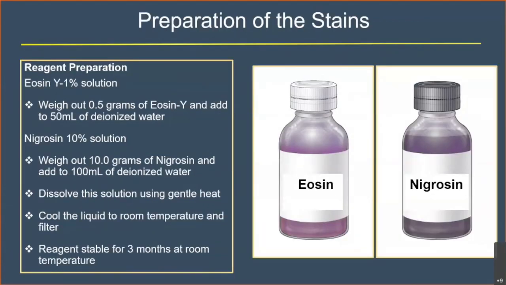This slide shows the preparation of the stains, and essentially it contains two stains: the eosin, which is a 1% solution, and nigrosin, which is used to add contrast. It is a 10% solution. Next slide, please.